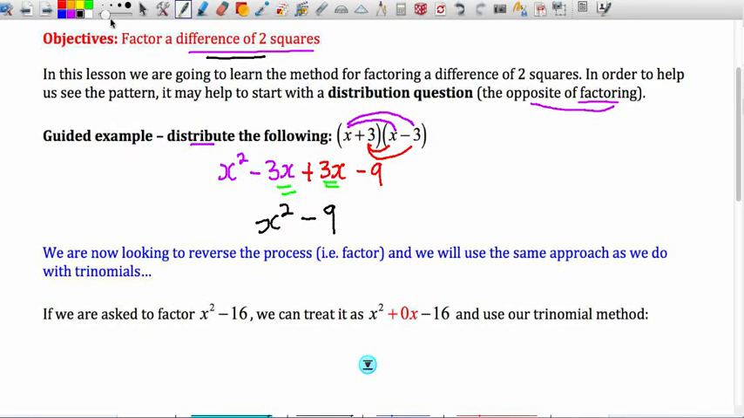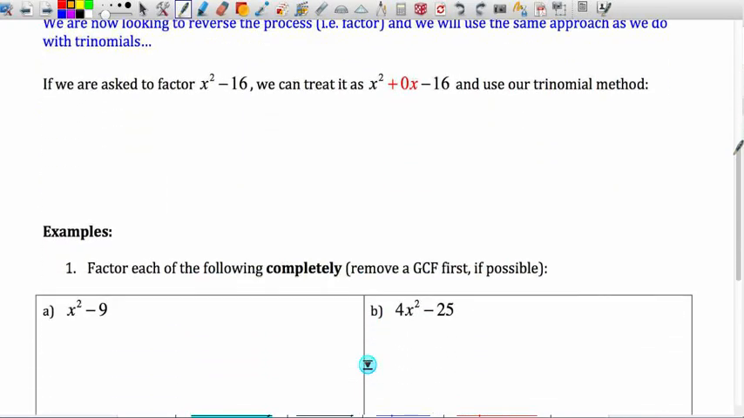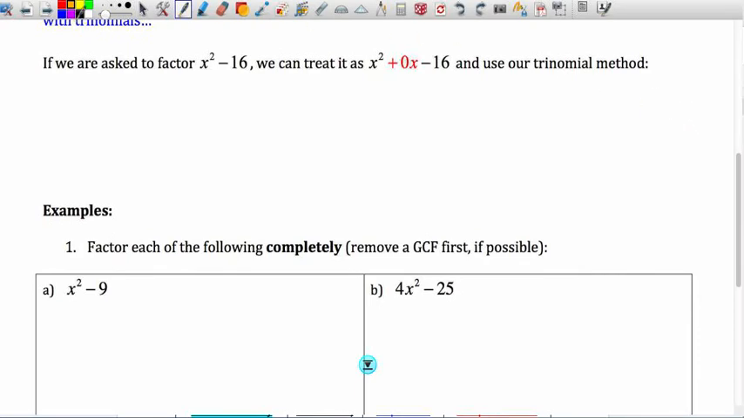So now what we're going to do, like I mentioned before, is get this as our question, and we work back to the factored form as the answer. And so this is called a difference of two squares. Difference because there is a subtraction between the two, and two squares because x squared is a perfect square and 9 is a perfect square. Okay, so again, let's move on, and I'll do another example, and it'll give you an idea of the process.